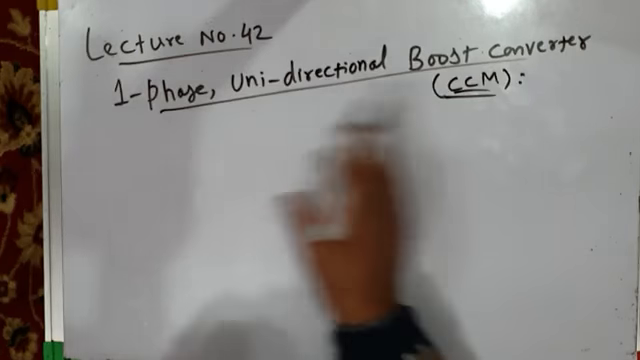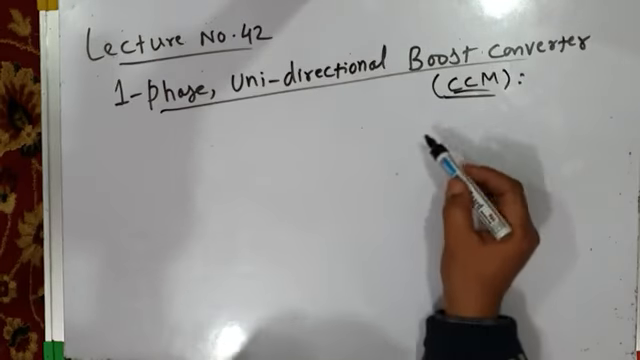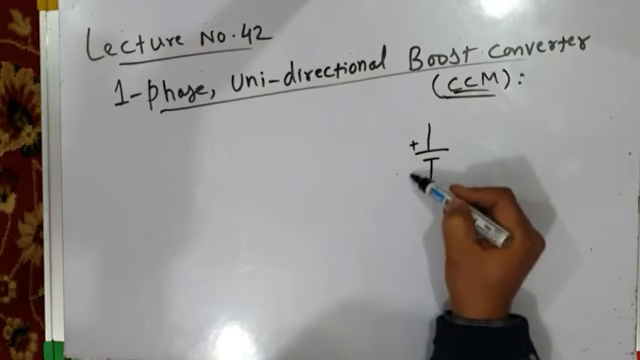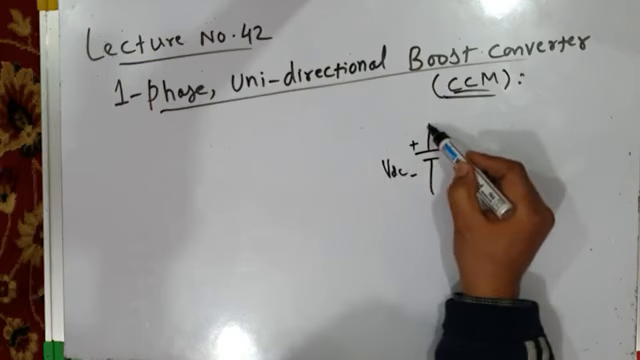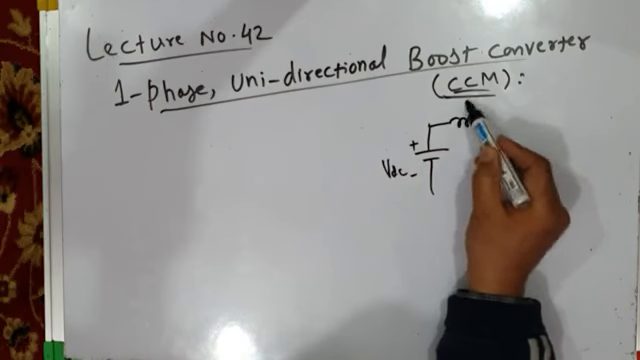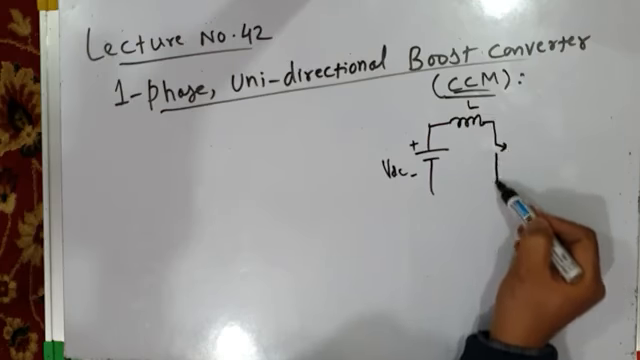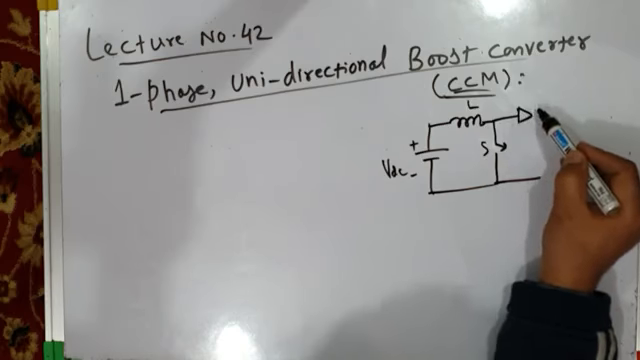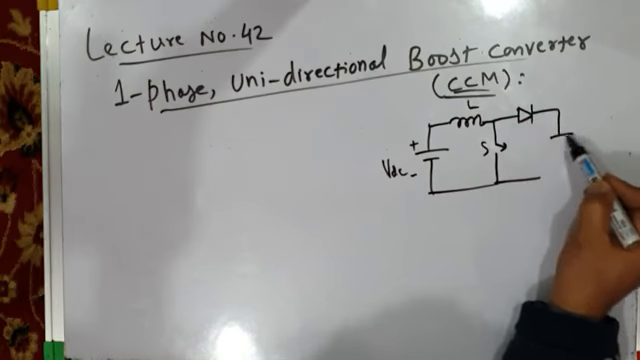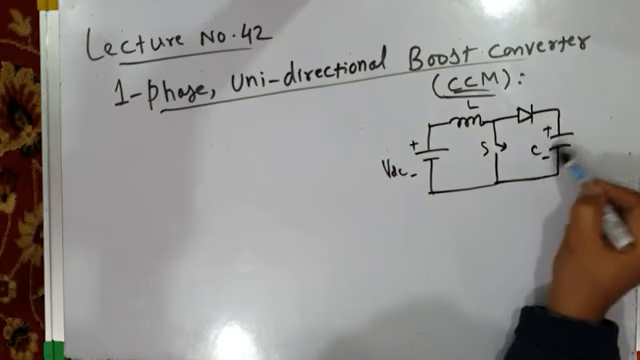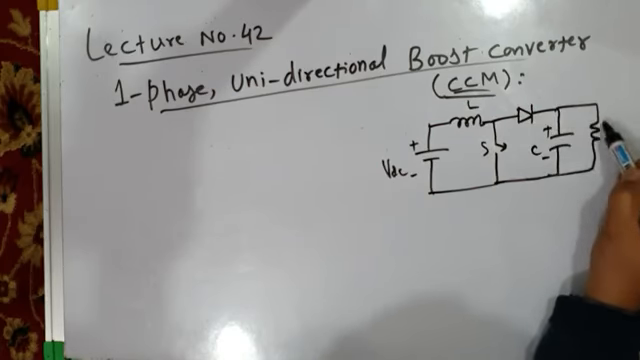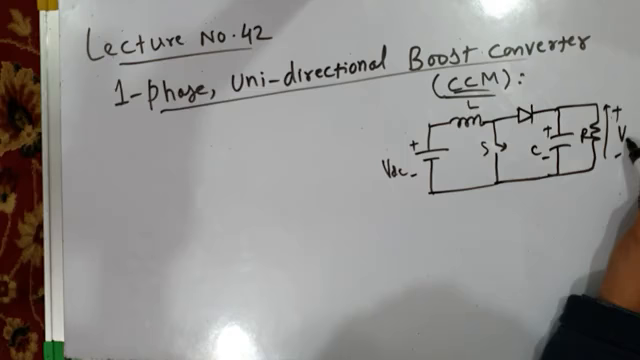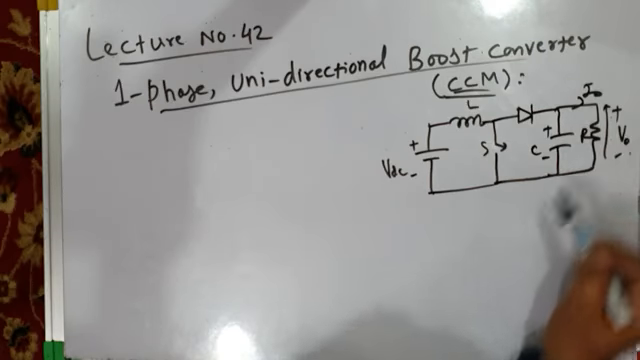Before I discuss with you the single phase unidirectional boost converter, let me again draw, for your reference, the power circuit diagram of a DC to DC boost converter. A DC to DC boost converter looks like this. All of you must be knowing about this configuration. This is a DC to DC boost converter. Load voltage is say V0 and load current is I0.